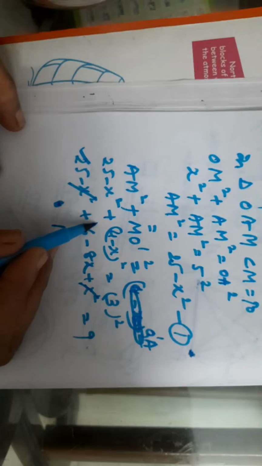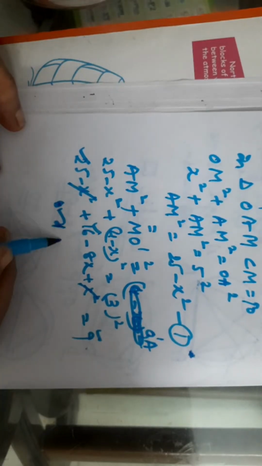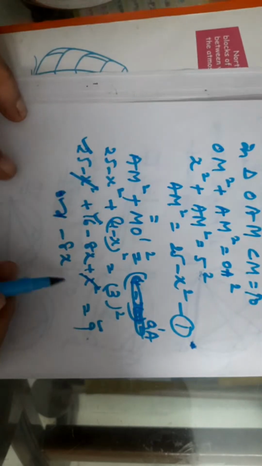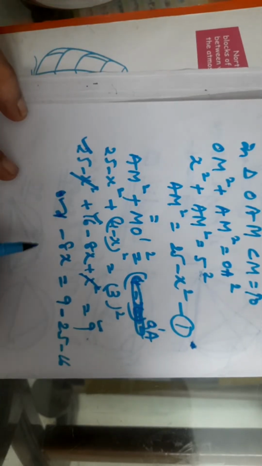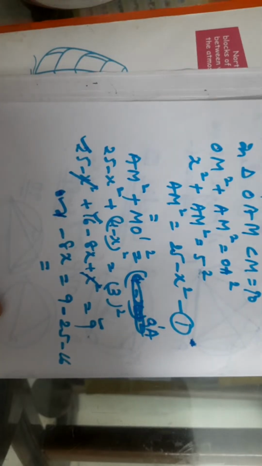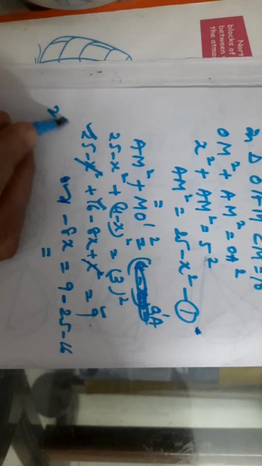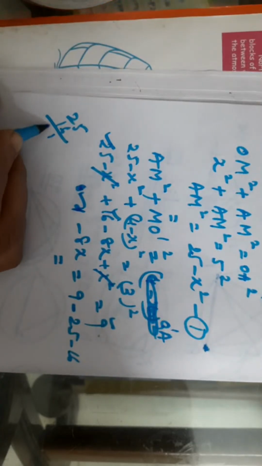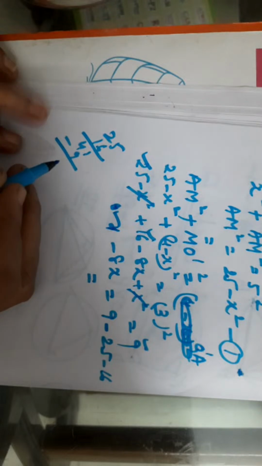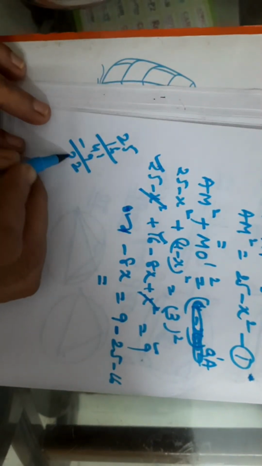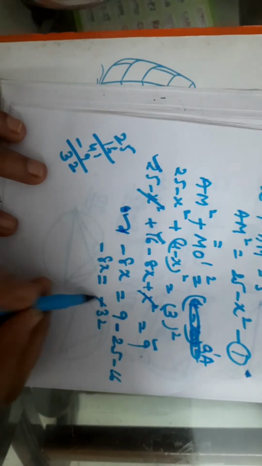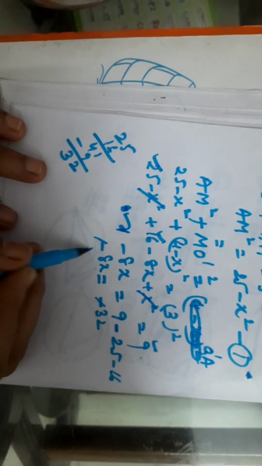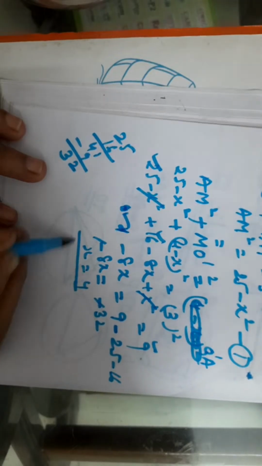After they are cancelled, we need to calculate all the values. I am shifting everything towards the right side. Minus 8x is 9 minus 25 minus 16. Now find out the value. 25 plus 16 is 41. 41 minus 9 is 32. Minus 8x is minus 32. So minus got cancelled. Thus x is 4. You got the value of x.